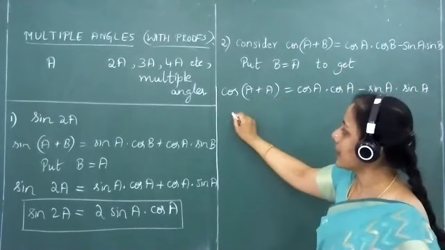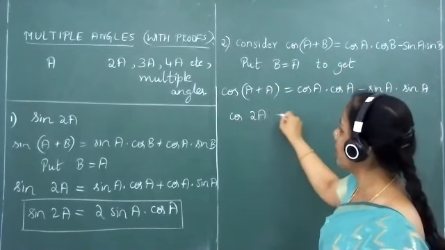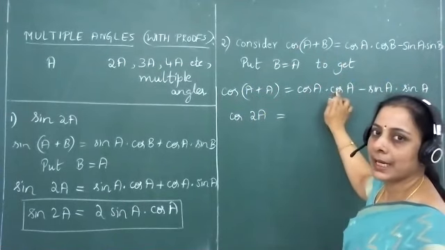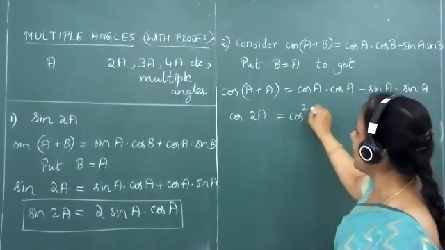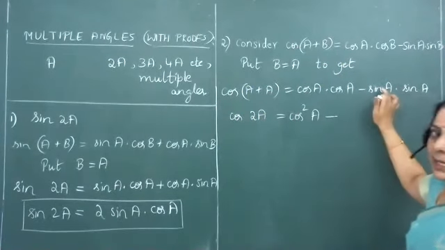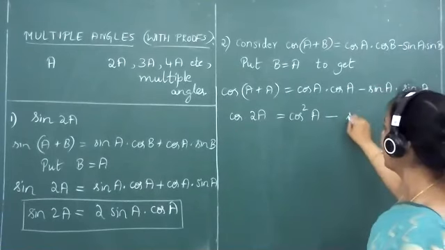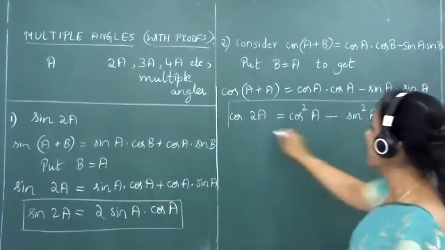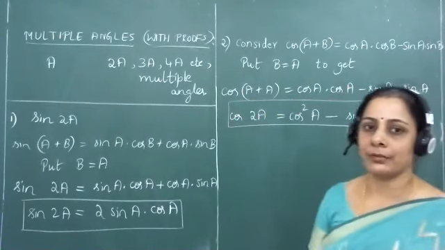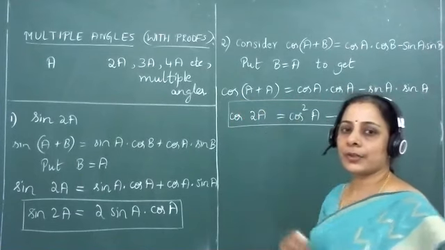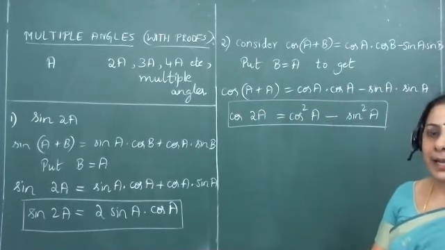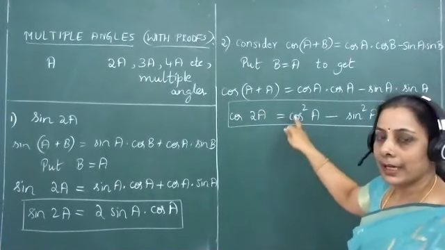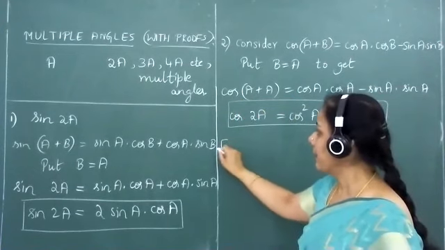LHS cos A plus A will be rewritten as cos 2A, and in the RHS you multiply cos A 2 times. Cos A into cos A will come as cos squared A. Then we have a minus sign, sin A into sin A taken as sin squared A. So this gives you the second multiple angle formula for cos 2A, which is given by cos squared A minus sin squared A. Now further, this could again be rewritten.